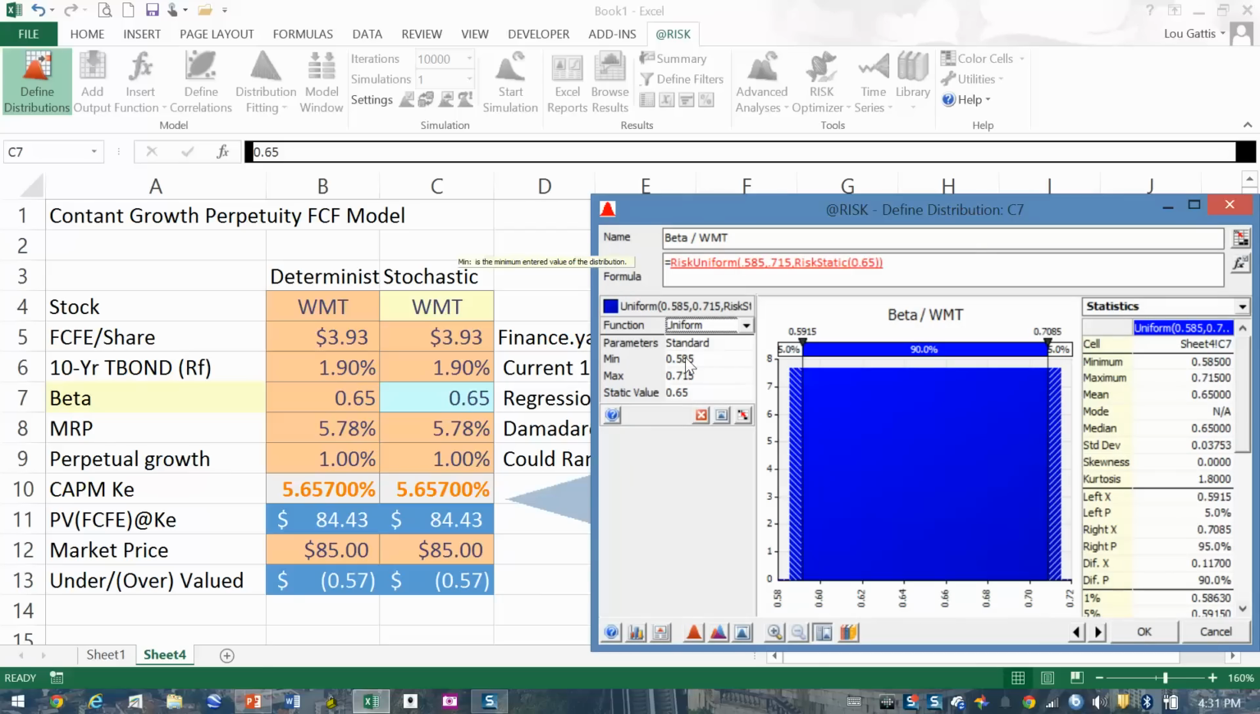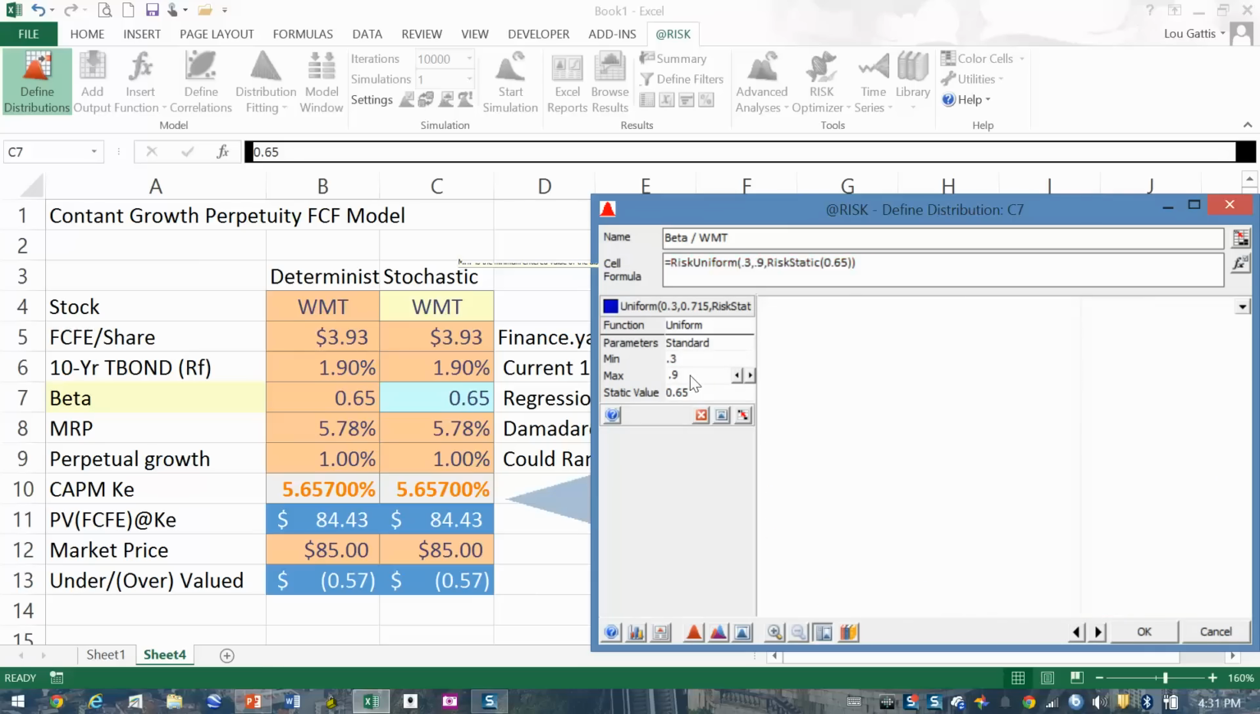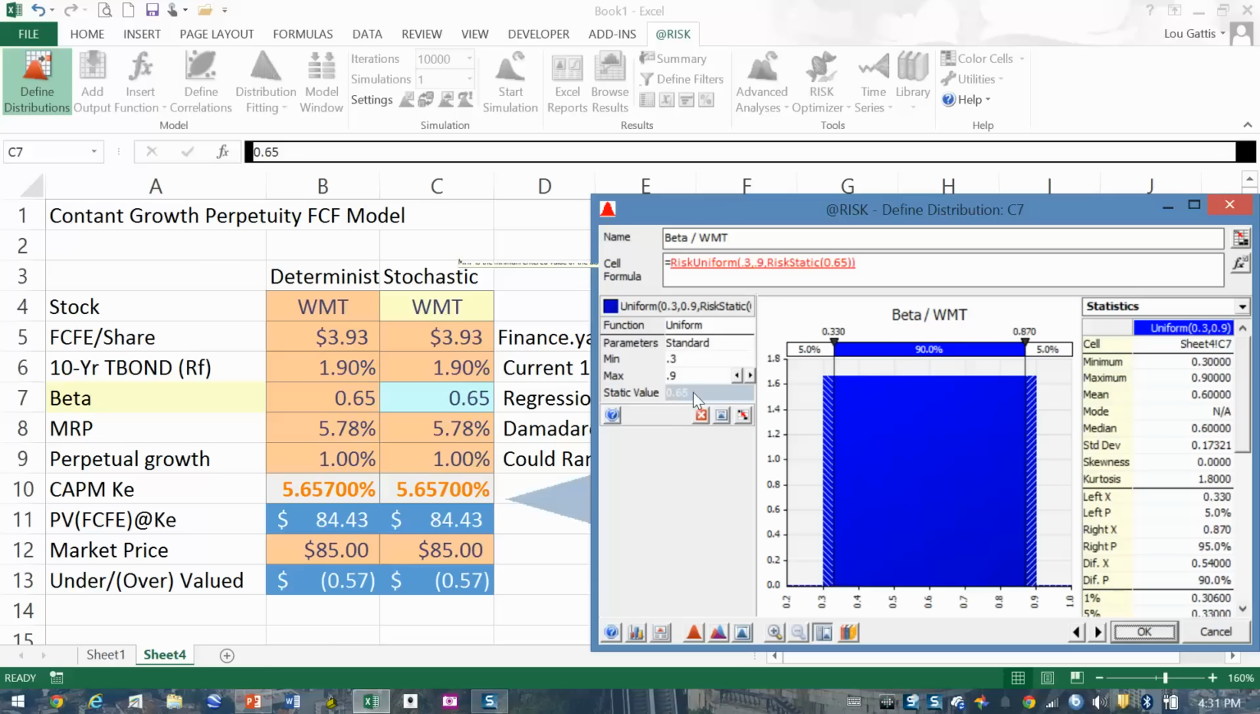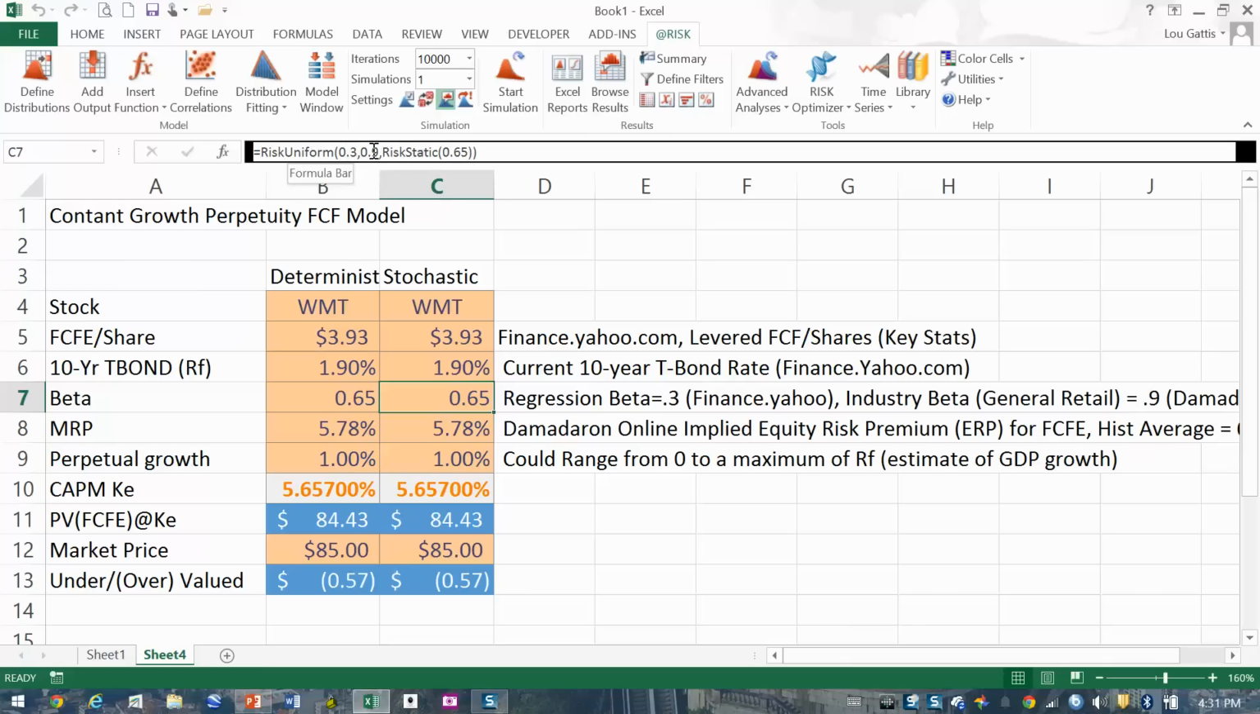And then where it says min, I said that I think it's going to be somewhere between no less than 0.3 and say no more than 0.9. And I'll leave my static estimate. That's just what's in the cell, 0.65. So now @Risk is going to write a formula: RiskUniform(min, max, static). Static is just what sits in the cell.